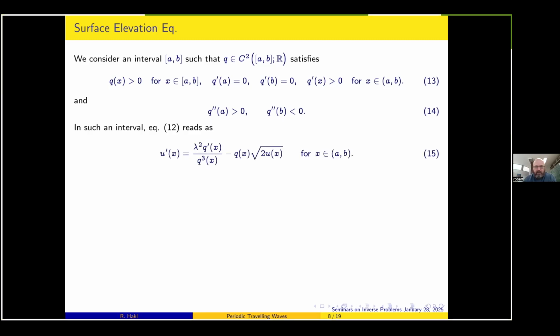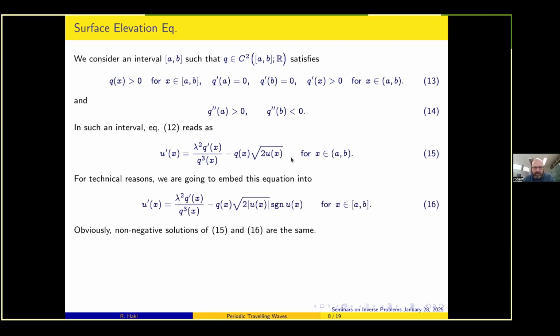So the equation 12 gets the form 15, and for technical reasons, we embed this equation 15 into the system of equation 16, where we also use this signum. This is just a technical reason. It has no influence on this. So you can see that the non-negative solutions of 15 and 16 are the same.